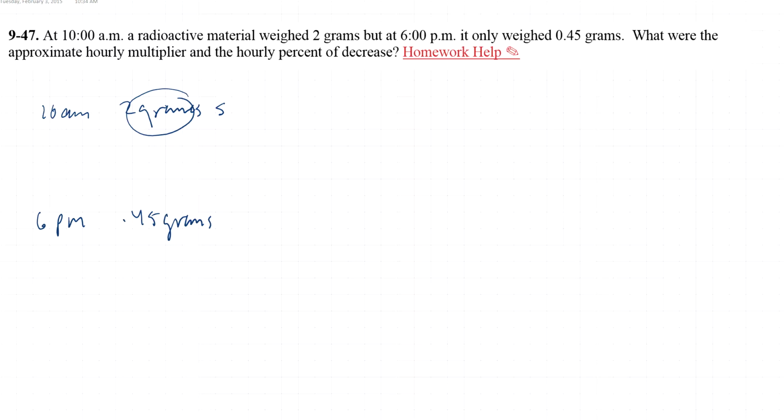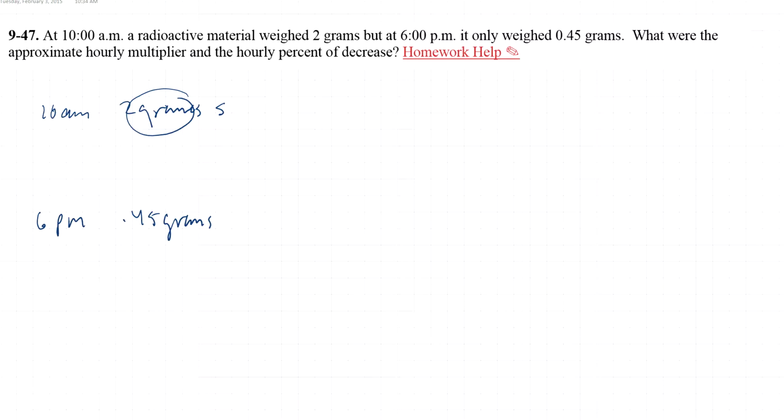Alright, so this is 9:47, and it says at 10 a.m. a radioactive material weighed 2 grams, but at 6 p.m. it only weighed 0.45 grams. What were the approximate hourly multiplier and the hourly percent of decrease?